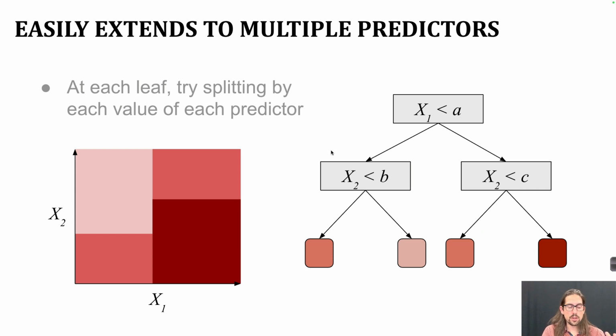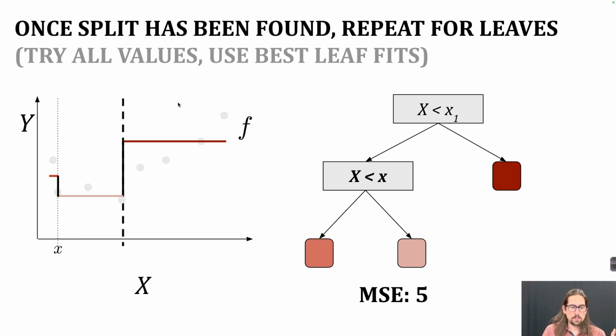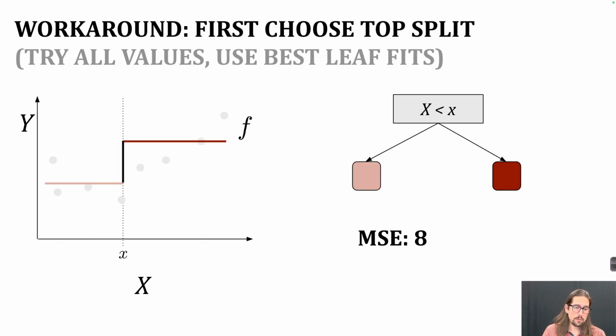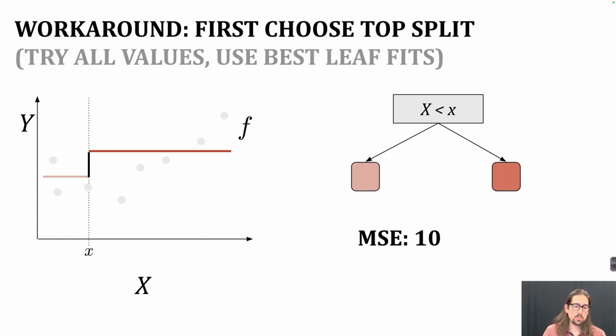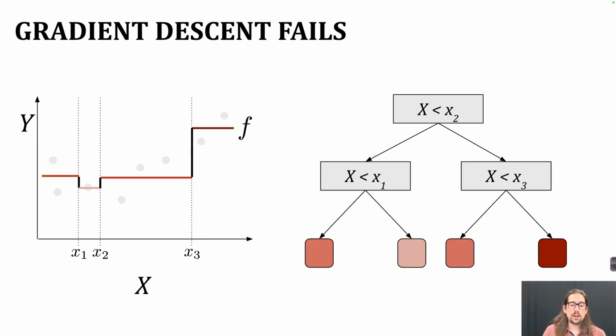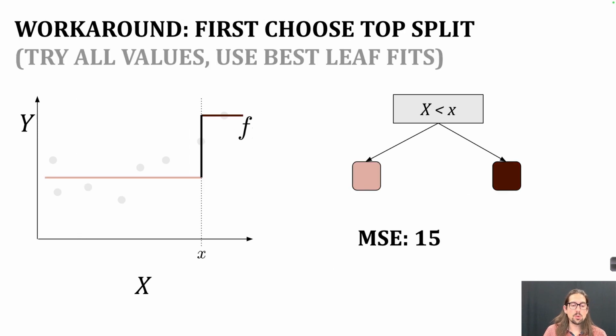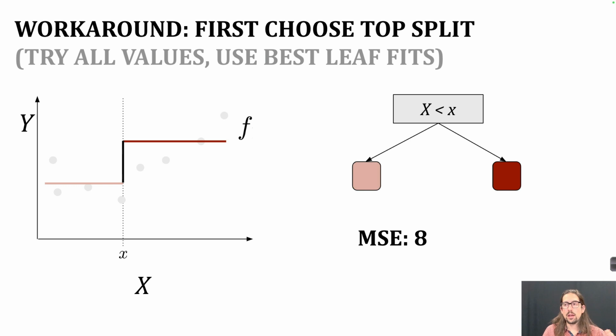In terms of the algorithm, how do you fit this? It's exactly the same. It's just that when you're doing this search for where I should split, you need to look at splits in one dimension, but you also need to look at splits in the other dimension.